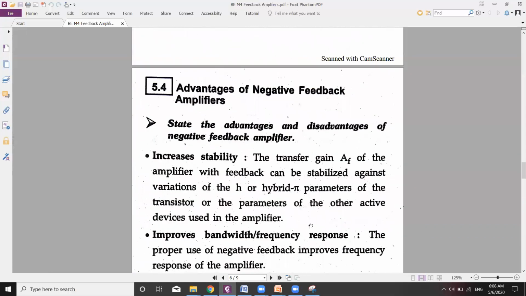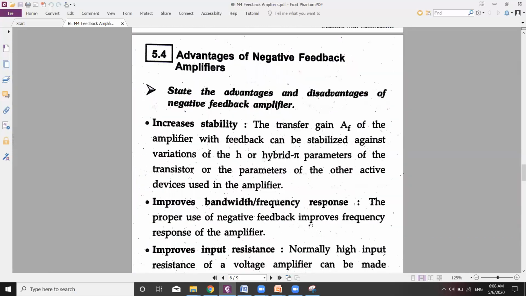Let us go to the advantages. Why should we use negative feedback? What advantages, or what benefits, are we getting out of negative feedback? We are supposed to discuss that. The first one, as we have discussed in the properties, is that it increases stability. That is, the circuit operation will be more stable.